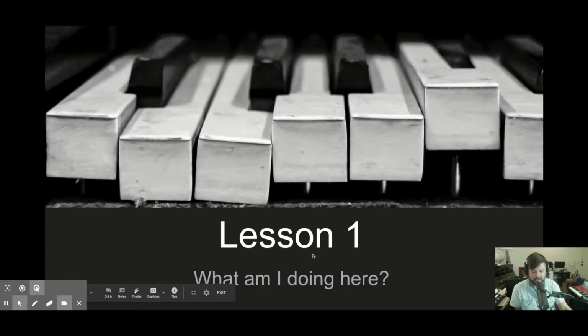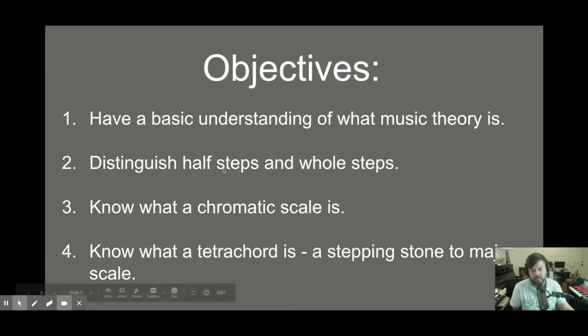So what am I doing here? The objectives for today's lesson are to have a basic understanding of what music theory is, distinguish half steps and whole steps, know what a chromatic scale is, and know what a tetrachord is. We really just talk about the tetrachord for about a week because it's a stepping stone to what a major scale is, which you'll know by hearing it on first listen if you don't already know what it is.